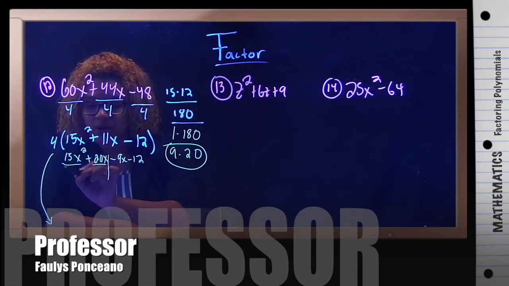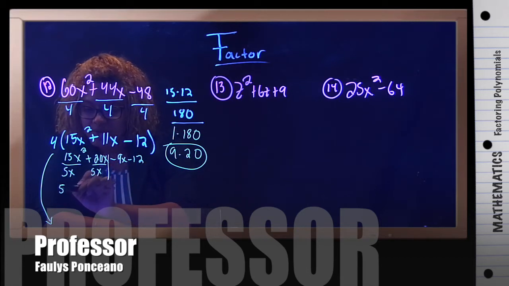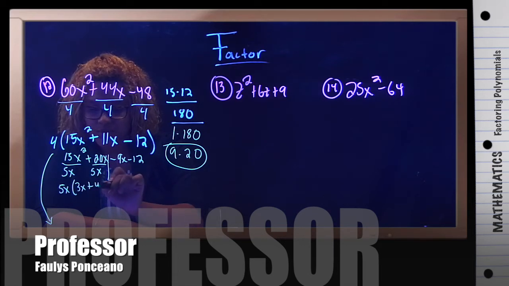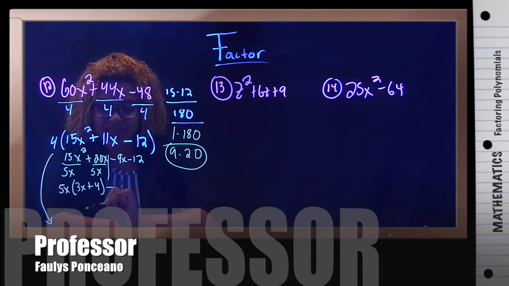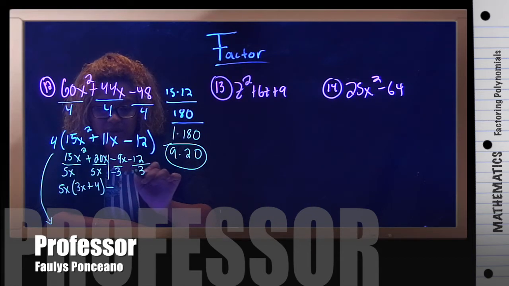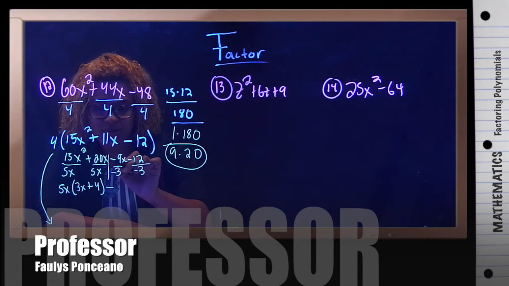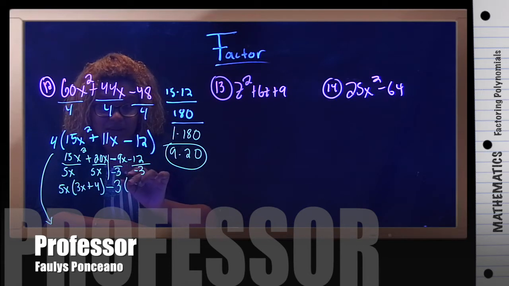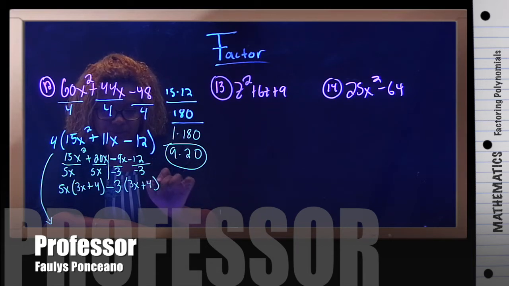What do these two have in common? 5x. So I write in the front 5x. Divide, and this gives me 3x plus 4. Bring my negative down. What does this have in common? Negative 3. Since this is a negative, my GCF is a negative. So then I have negative 9x divided by negative 3 gives you positive 3x, and negative 12 divided by negative 3 gives you positive 4.